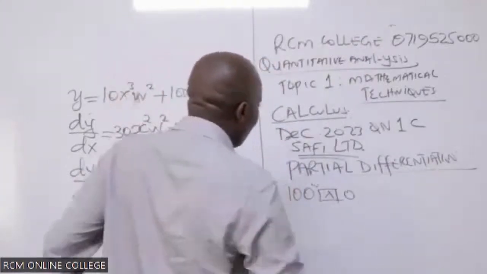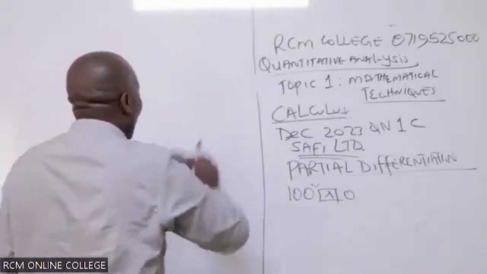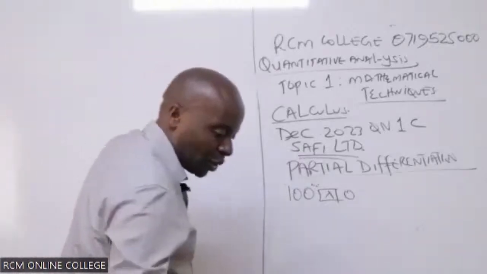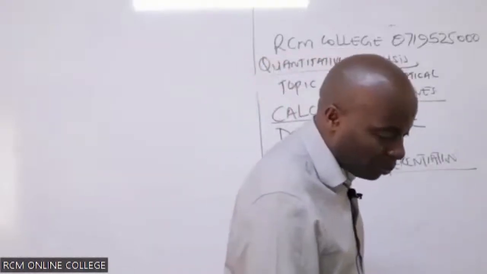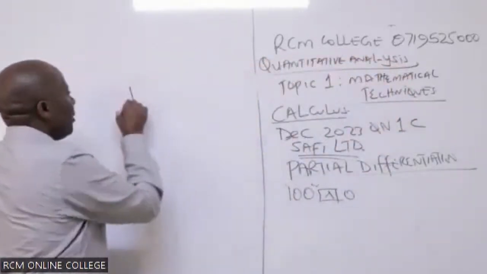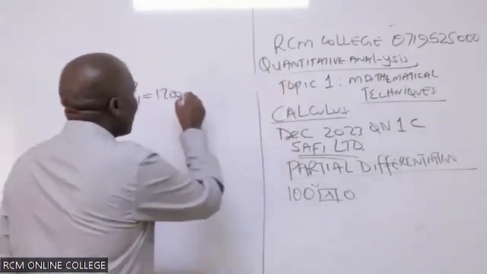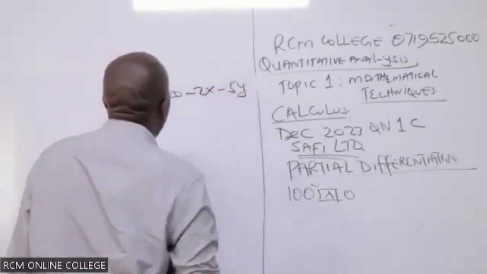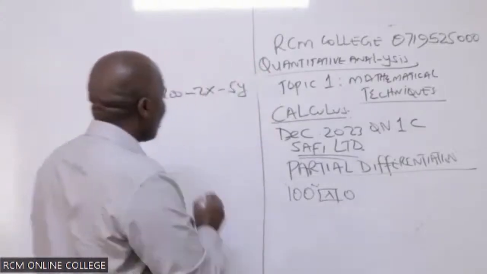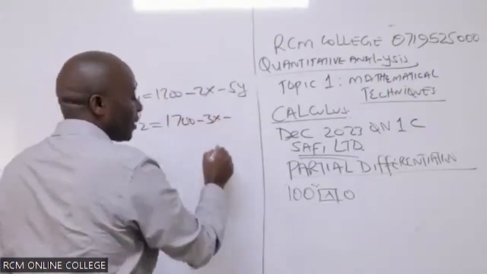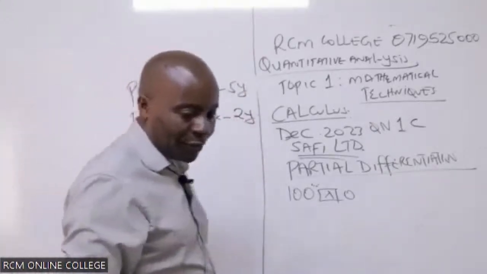Now we are doing this question of December 2023. Question number 1. Do you have the question paper? This was a very interesting question paper. They gave us P1 equals 1200 minus 2x minus 5y. And then we have P2, which is 1700 minus 3x minus 2y. That's what they gave us.